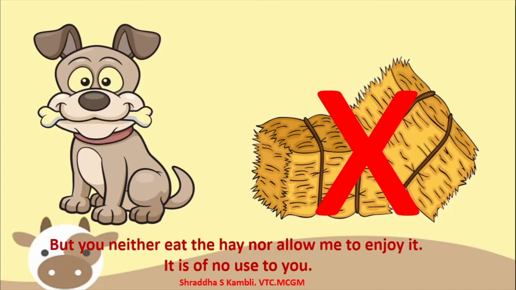The ox tried to explain this to the dog. He said, see, you are a bone eater and my hay is of no use to you also. I am hungry. Let me eat my hay. It is of no use to you at all, dog. But then the dog was very, very selfish. So what did the dog do? The dog kept on barking.